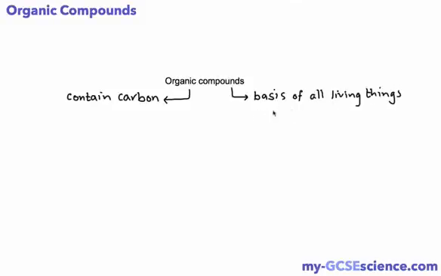So all living things contain organic compounds, and all organic compounds contain carbon, and when we do experiments on Mars and stuff like that, we are always looking for carbon or carbon based compounds or organic compounds, because this is a good indicator that there might be living things present.